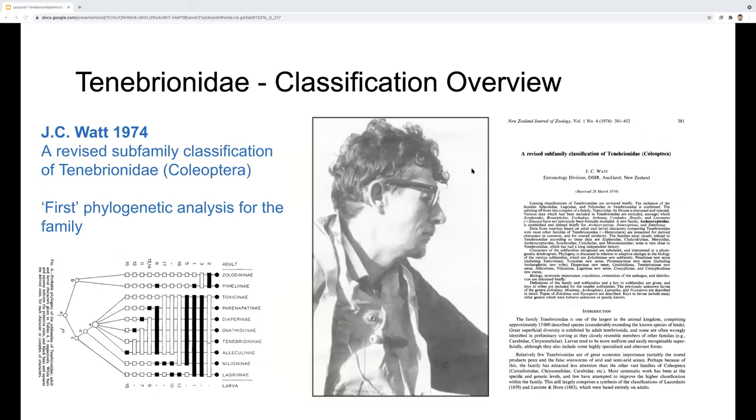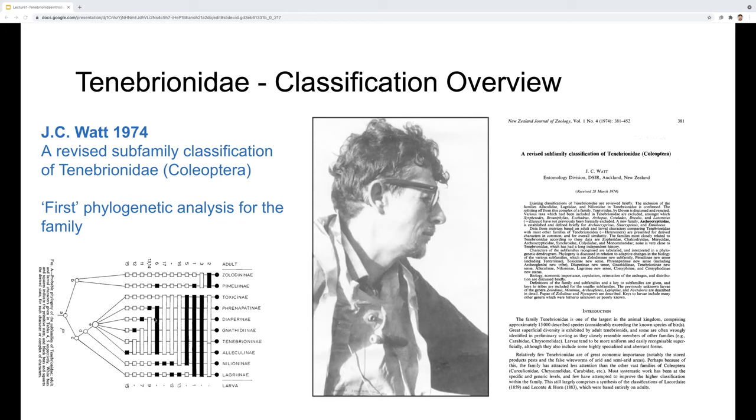Then we have Charles Watt, J. C. Watt, 1974. So, about a bit over 100 years later, he's the first one to really look at subfamily classification for Tenebrionids. In this paper, a revised subfamily classification, he actually looked at adult and larval morphological characters. This was really the first phylogenetic analysis in a Hennigian context, where we have this idea of synapomorphies and characters that hold these relationships together. And so this was a huge step forward from Lacordaire in 1859.